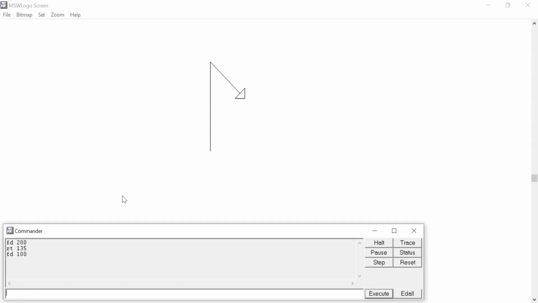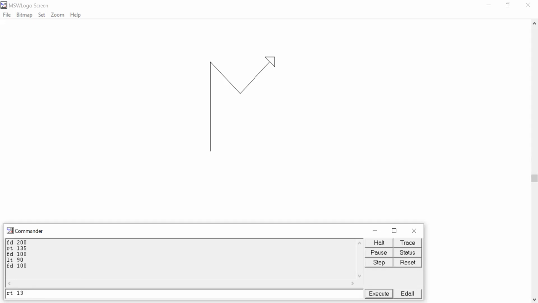And then we are going to write LT90. So basically LT90 means left. So the turtle will move left like this, and then as soon as we write FD100, I mean forward 100, so the turtle will move forward 100.